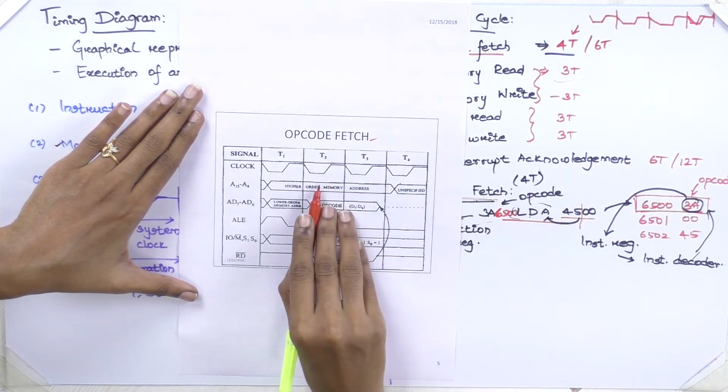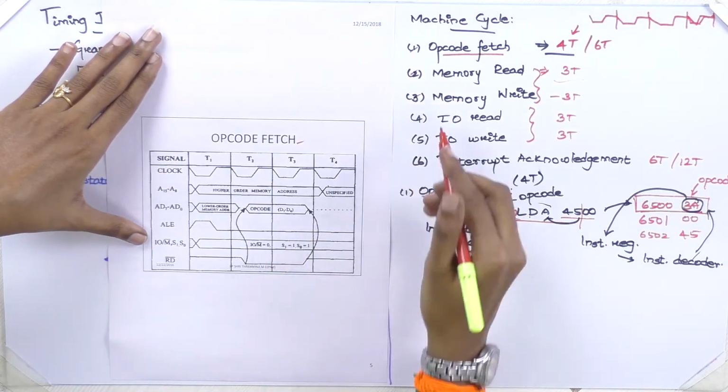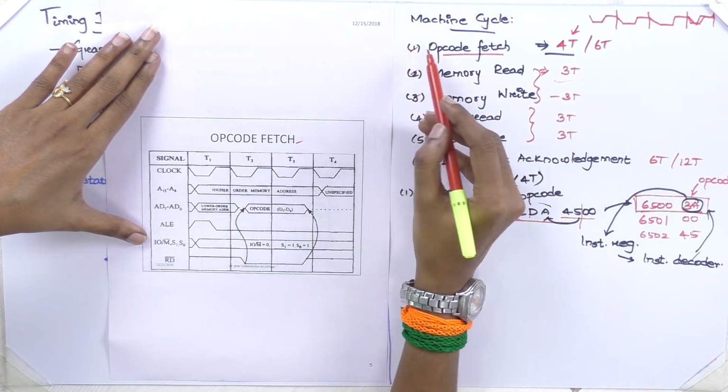Before I tell you the opcode fetch, I have to tell you one important thing: how the processor knows whether you are performing opcode fetch, memory read, memory write, input output read, or input output write. So how does it find out? It finds out using the control signals. The control signals are IO/M bar and the status signals S1 and S0. With the values of these 3 signals, your processor will find out what machine cycle it is performing. That we will see now.